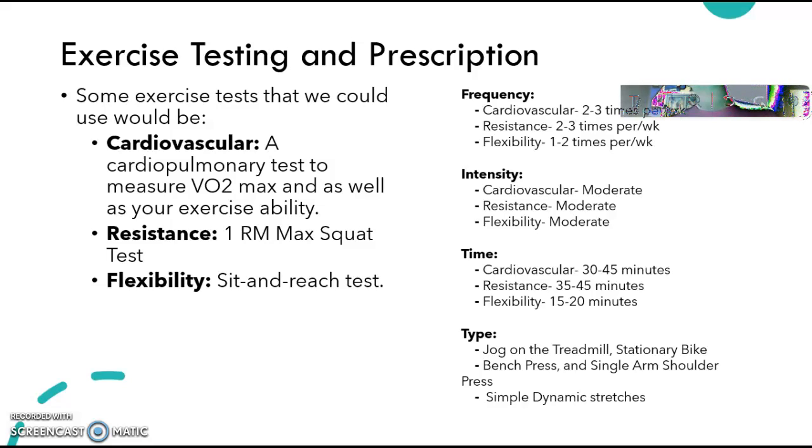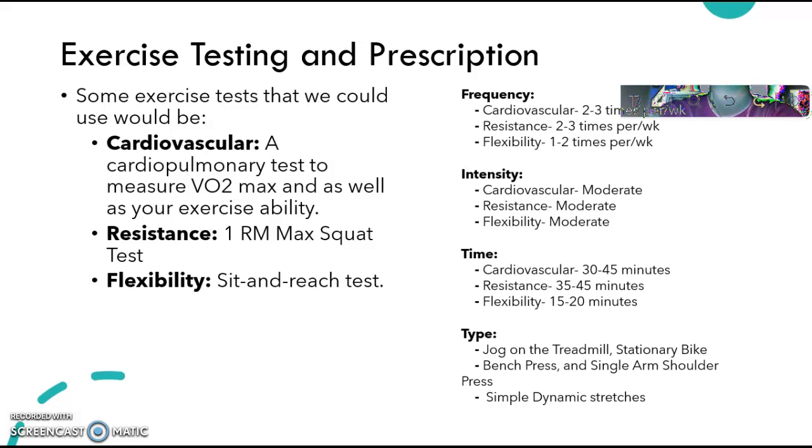All right, so exercise testing and prescription. For cardiovascular, I looked this up online. A cardiopulmonary test will be good to measure his VO2 max as well as his exercise ability. This would be good because it gives us an idea of what he can do and how long he can do it for. For resistance, I kind of just went out on a limb and said 1 RM max squat, just a basic strength test to test his strength. And for flexibility, I do the sit and reach test.